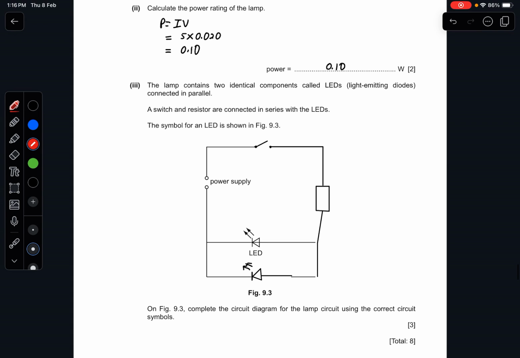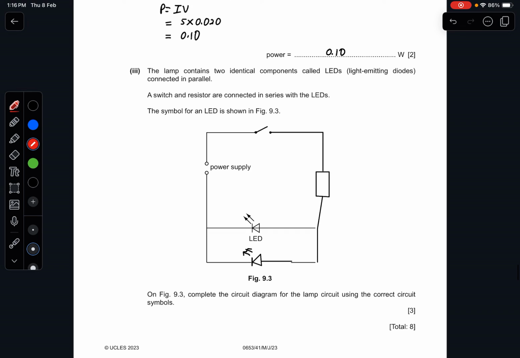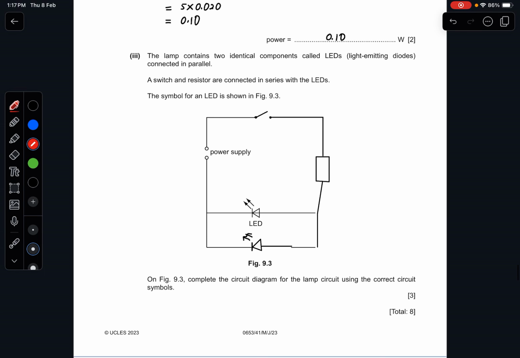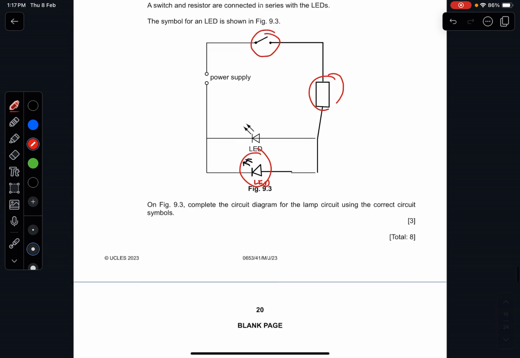Part 3. The lamp contains 2 identical components called light emitting diodes connected in parallel. The switch and the resistors are connected in series with the LEDs. The symbol for an LED is shown in 9.3. In figure 9.3, complete the circuit diagram for the lamp circuit using the correct circuit symbols. So they want you to draw another LED, which is this one. And then we need a resistor and also one switch. This is how you get your 3 marks.